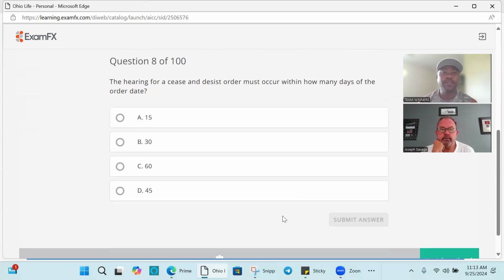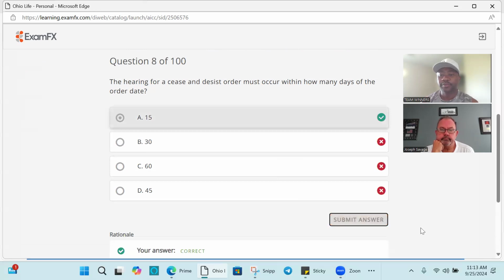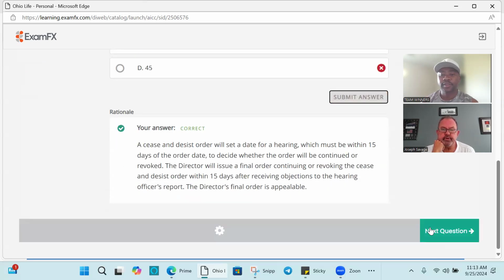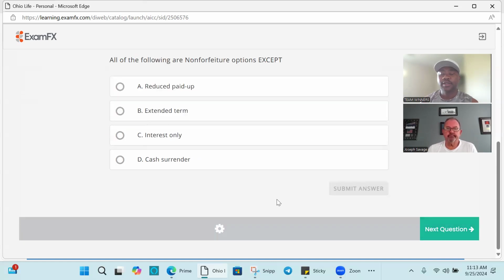The hearing for a deceased order must occur within how many days of the order? I don't remember the number. 15. Okay. They have to give me 15 days notice by certified mail if they want me up in Columbus for a hearing.